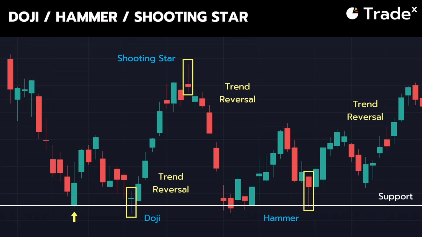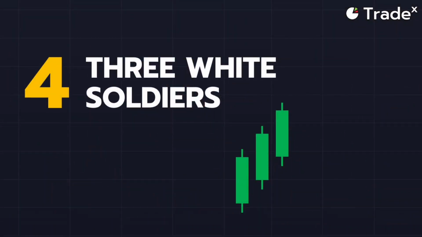Please note that the color of these patterns is less important than their shape. The key is the formation of the pattern itself, rather than its color, which provides the insight into market behavior and potential reversals. Next, we will explore the three white soldiers pattern.